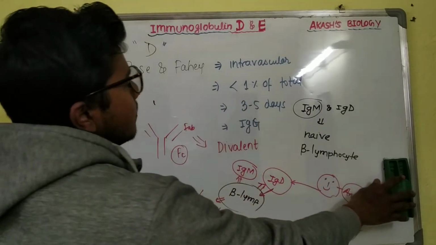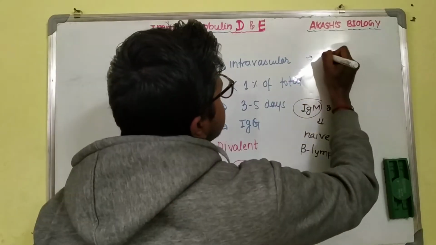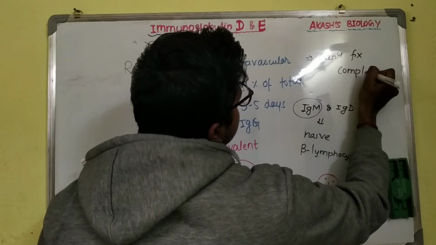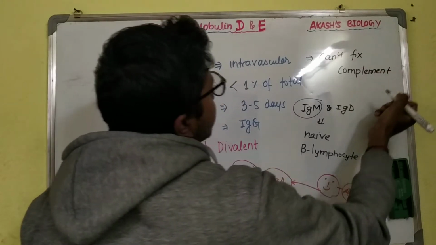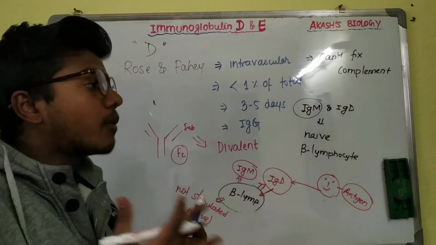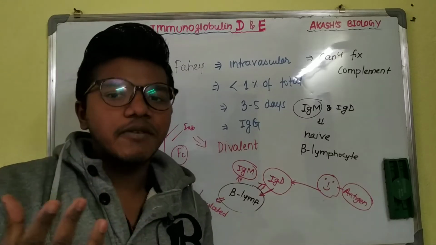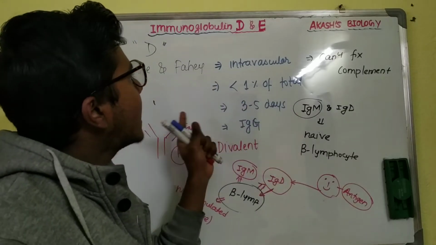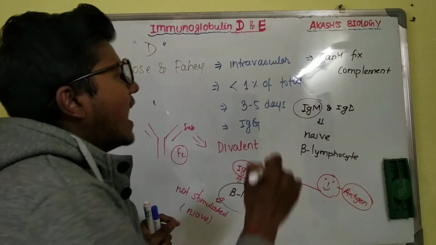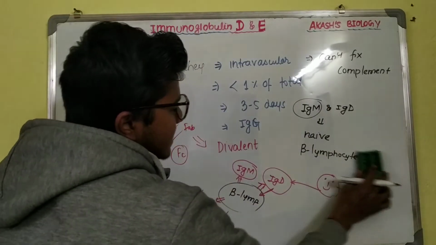Now coming on to IgD, the thing you need to know is that it cannot fix complement. IgM and IgG are the only immunoglobulins that can fix complement, and IgA can activate only the alternate pathway of complement. But IgD and IgE both cannot fix complement and they cannot pass the placental barrier.